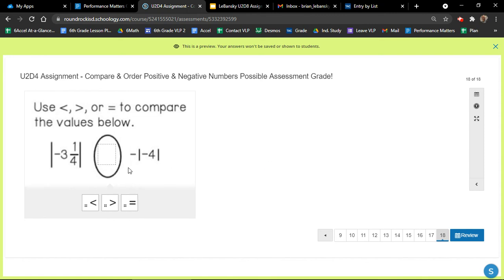If there is a negative sign outside the absolute value, then you negate it after you are done. You work from the inside out. Okay, that's very important. Work from the inside and then to the outside.